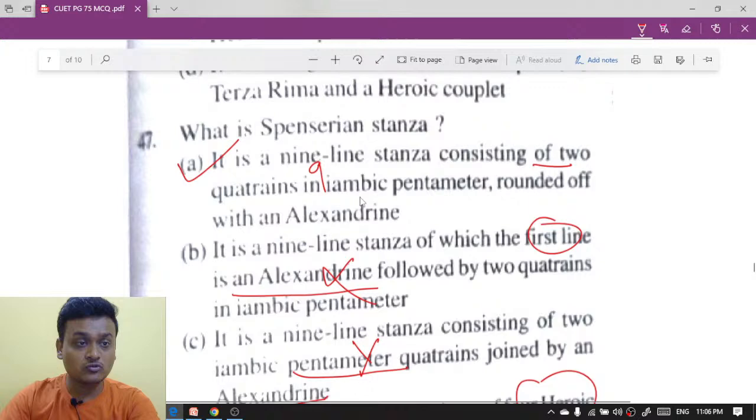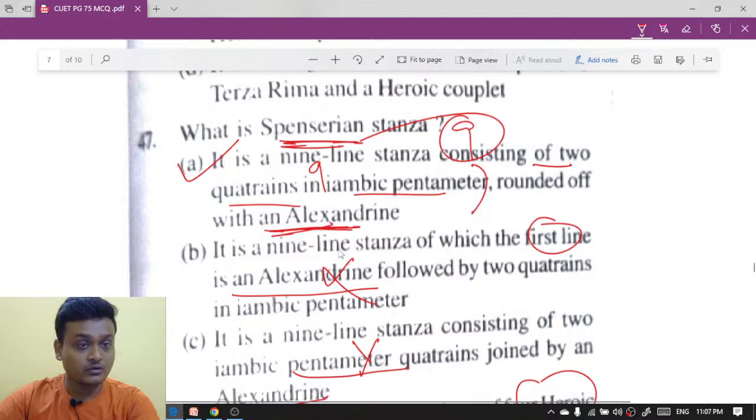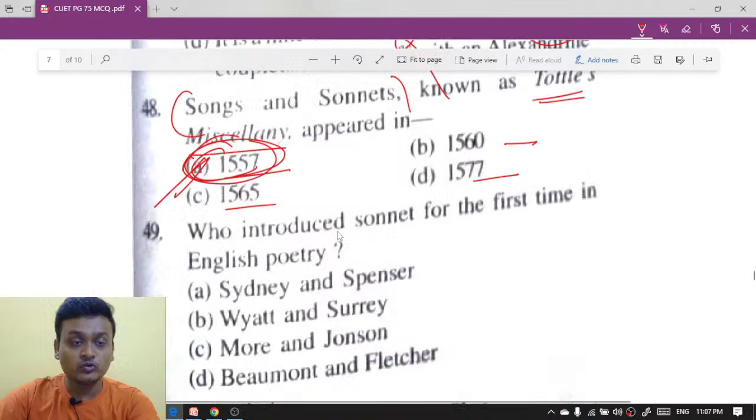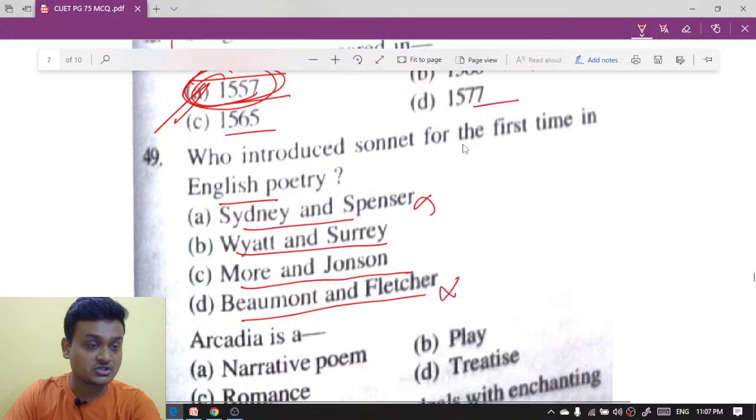Okay. Next question. Songs and Sonnets, known as Tottel's Miscellany, appeared in 1557, 1565, 1567? Tottel's Miscellany was published in 1557. So here A is the right answer. Who introduced the sonnet for the first time in English poetry? Sidney and Spenser, Thomas Wyatt and Surrey, Thomas Moore and Ben Jonson, Beaumont and Fletcher. So it is Thomas Wyatt and Surrey who introduced the sonnet for the first time in English poetry. So B is the right answer.